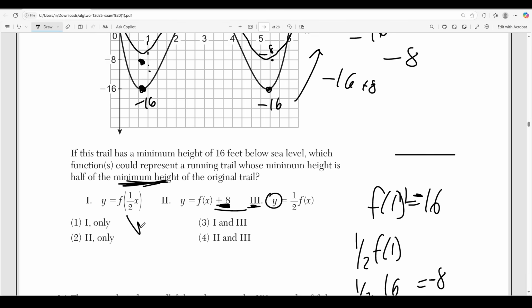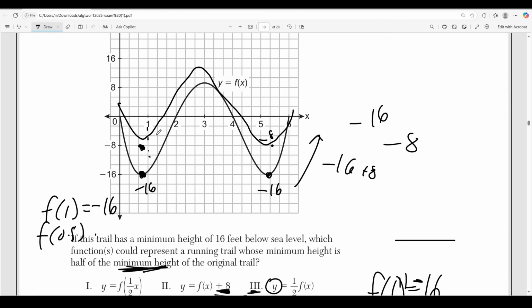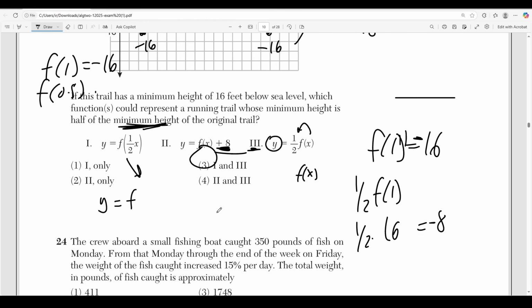And the reason why choice 1 doesn't work is if I had y is equal to f of 1/2 x. Let's say that f of 1 is equal to negative 16. All of a sudden, I'm taking f of 0.5. If I look at this function, 0.5 is somewhere here, and that's not equal to negative 8. That's like negative 14, right? So whenever you're messing with the y's, you're always going to multiply on the outside of the f of x, okay? Which is why choice 3 is the correct answer.